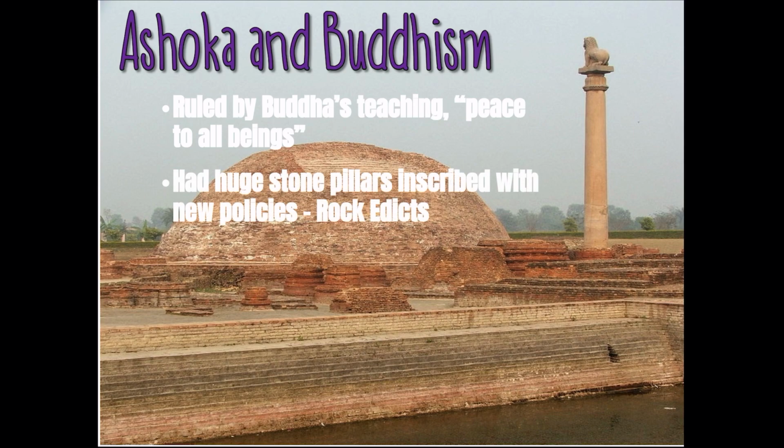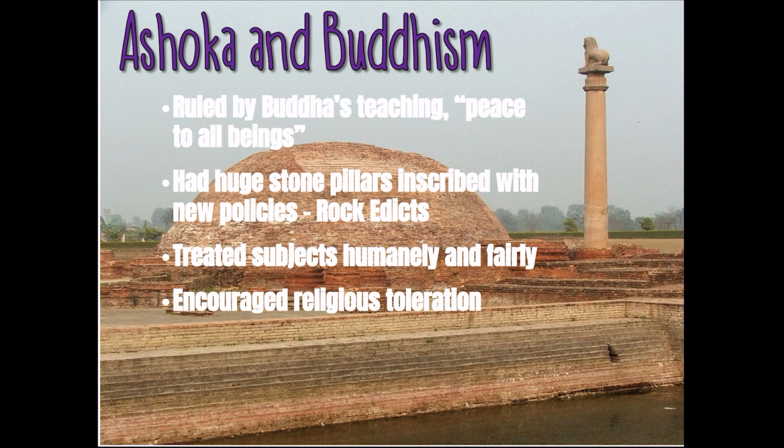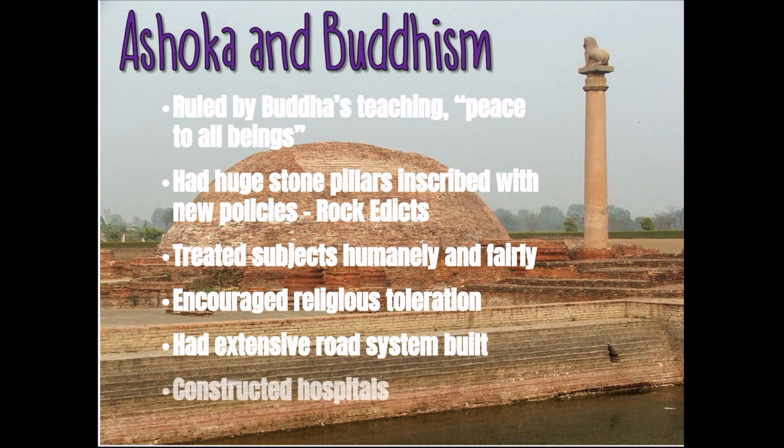These new policies were called edicts. Basically, Ashoka wanted to make sure that his subjects were all treated humanely and fairly. He encouraged religious toleration. So even though he was Buddhist, he accepted that not everyone would agree with him, and he was okay with that. Some accomplishments: he had an extensive road system built, and he also constructed hospitals. So this kind of goes back to reflecting his Buddhist beliefs in taking care of all living things.